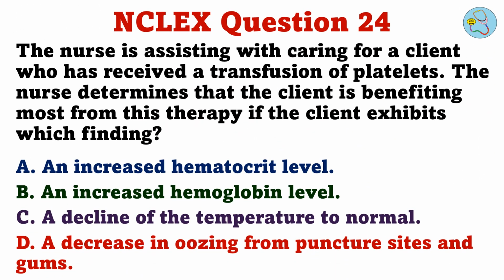The nurse is assisting with caring for a client who has received a transfusion of platelets. The nurse determines that the client is benefiting most from this therapy if the client exhibits which finding? A. An increased hematocrit level. B. An increased hemoglobin level. C. A decline of the temperature to normal. D. A decrease in oozing from puncture sites and gums.